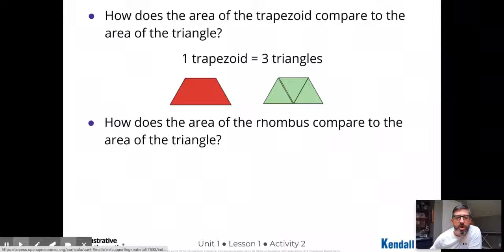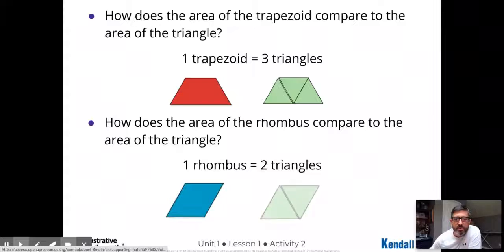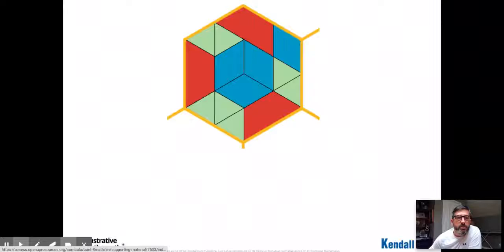Well, what about that blue rhombus? How many triangles did we say would fit in there? Rhombus. The blue. 2, that's right. So there's the rhombus, remember? And then we said 2 triangles would fit in there. And blue. So let's go back and look at this, the overall pattern, the overall tile.